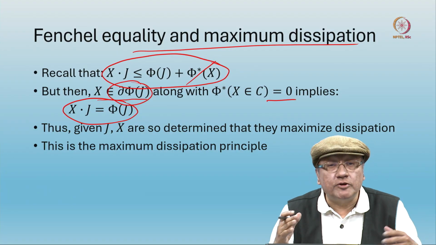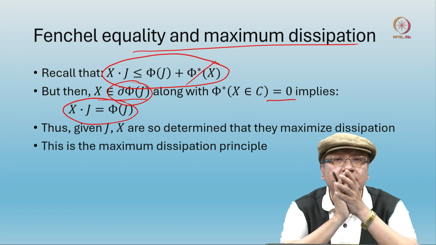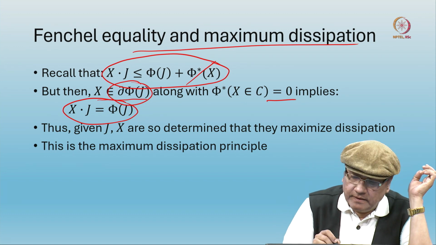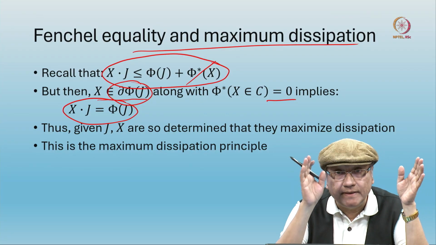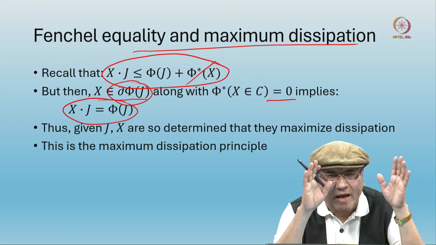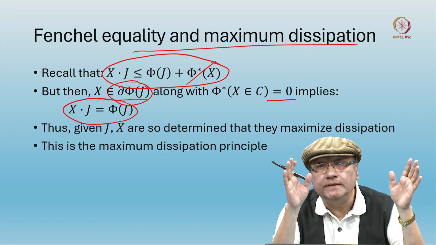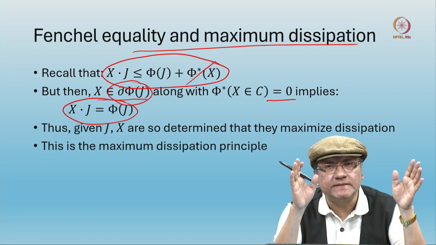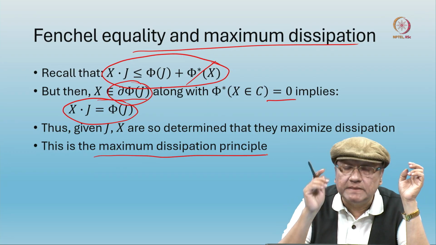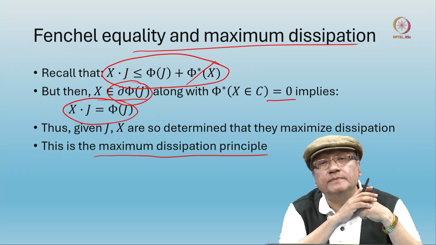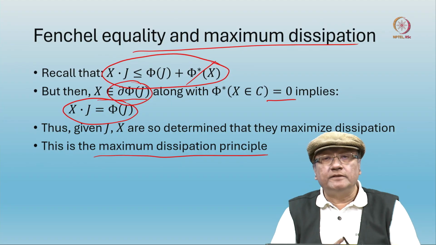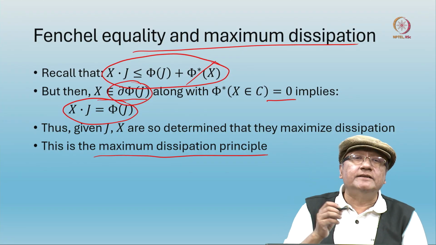So that corresponds to the actual occurring of the plastic flow, right. So basically this is an important thing, that this makes very transparent the notion of maximum plastic dissipation, and this is called the maximum dissipation principle, right.